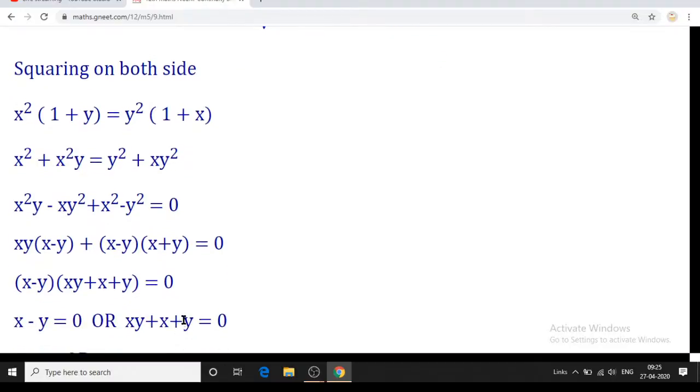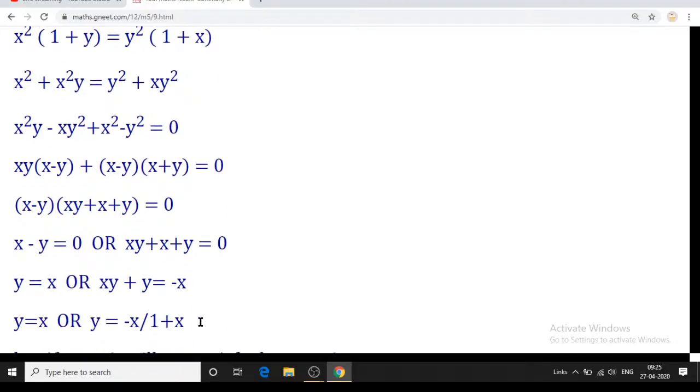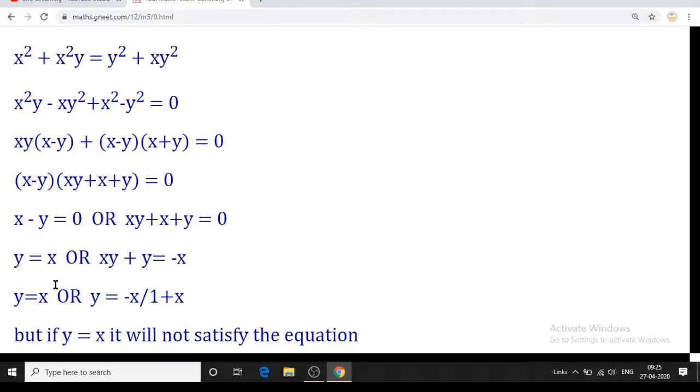Now as the product of the two terms is 0, either one of them must be 0. So either x minus y should be 0 or xy plus x plus y is 0. When we compare this, what we get? y is equal to x. Here we will try to collect the terms of y on the left side and x on the other side. So xy plus y is equal to minus x. If I take y common from here, I will get y(1 plus x), and so the value of y is minus x upon 1 plus x.